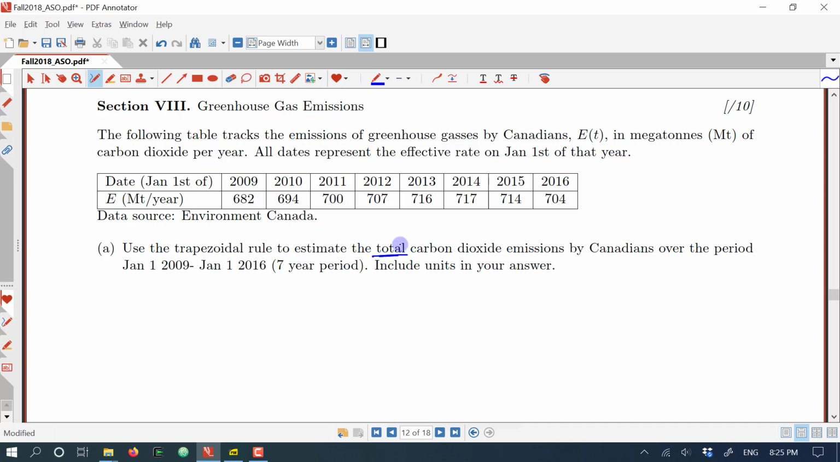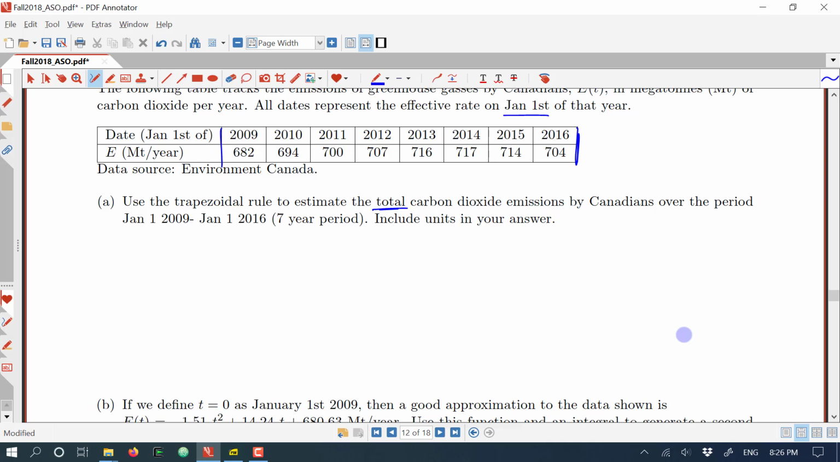So total implies an integral here over the period January 1st, 2009 till the end of the period, marked at the end. Each of these rates are given on January 1st, so what we have is 1 year, 2 years, 3 years, 4 years, 5 years, 6 years, 7 years total span. And what we're being asked to do is use the Trapezoidal Rule to get a total, so we just think of how the units work out as a guide. We're looking for total carbon dioxide emissions.